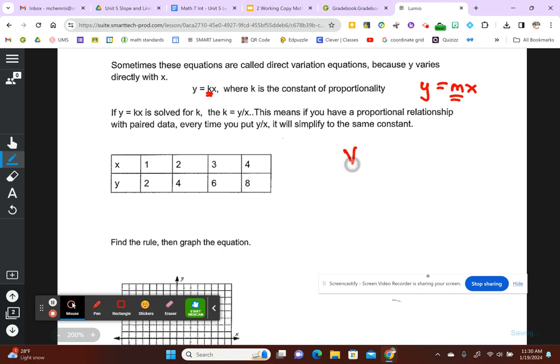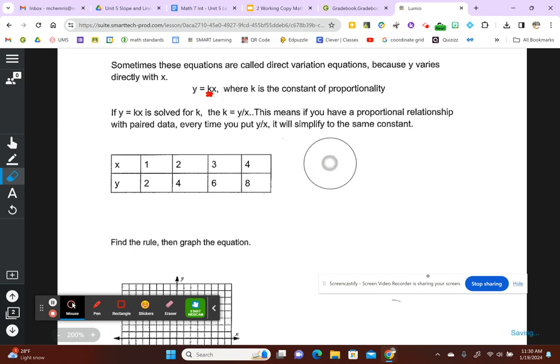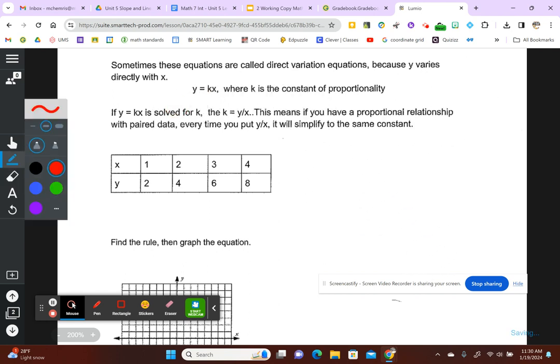Now, if y equals kx, and I asked you to solve this for k, how would you solve this equation for k? Well, I'd want to isolate the k, so I would divide this side by x, because now k is alone. So I'm going to divide this side by x. So to find the constant of proportionality, all I have to do is put y over x. Okay? So when you know it's a proportional relationship, you know the constant of proportionality is y over x.